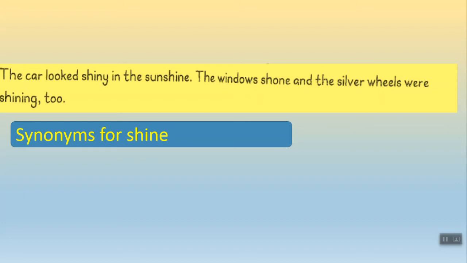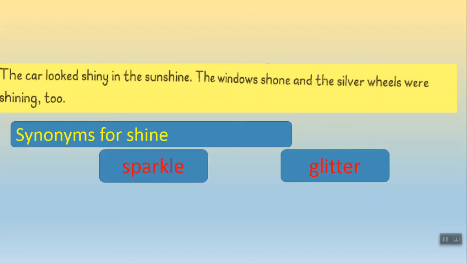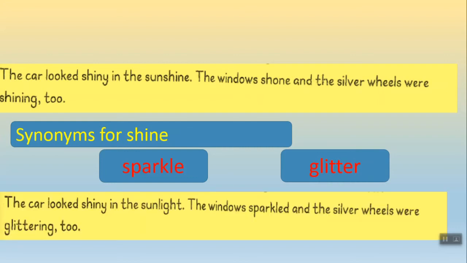Yes, glitter is very good. And sparkle. Very good. These are synonyms for shine. Now, let us rewrite these two sentences. Yes, the car would shine in the sunlight, instead of sunshine, sunlight. The windows sparkled, and the silver wheels were glittering instead of shining. Yes, very good.